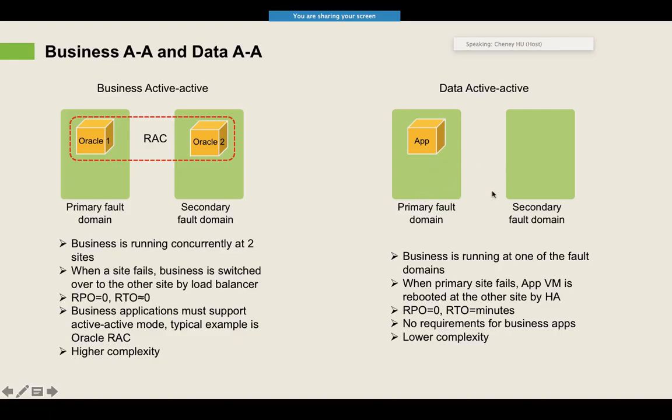But for the RPO, because stretched cluster has the virtual volume that is stretched across 2 fault domains, there will be no data loss. Just consider these 2 sites as a single logical cluster. So when the app fails, the VM fails, it will be rebooted on the secondary fault domain to resume your business. The data active solution is very easy to achieve. There's no specific requirement for applications, so it has much lower complexity compared to the business active solution. Business active solution has superior RTO, which is 0, compared to data active, but it will introduce more complexity and more cost because it requires applications to support active.